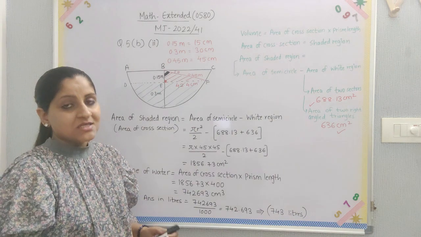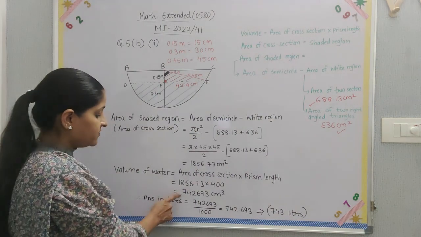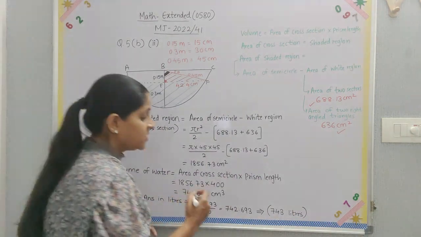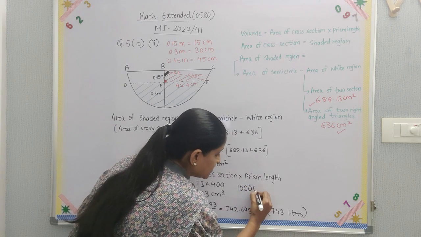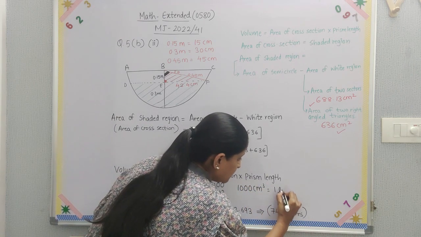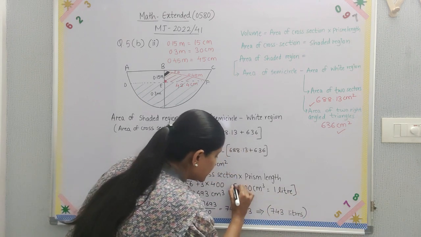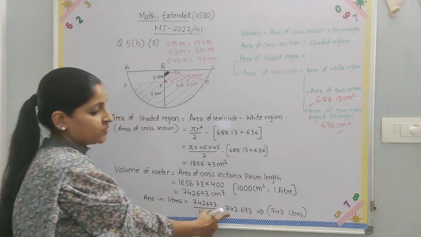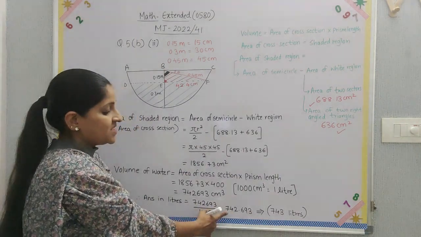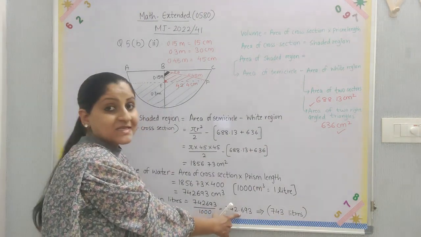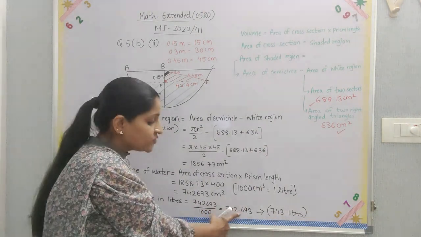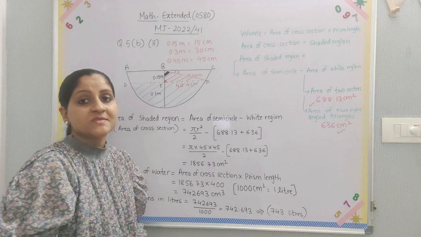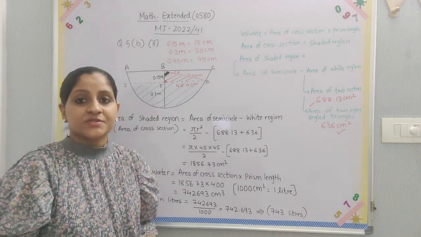But the question is asking us to convert our answer into liters. To convert that into liters, I will divide it by 1000. Why have I divided by 1000? Because 1000 centimeter cube is 1 liter. Using this equation over here, these many centimeter cubes divided by 1000 will give you your answer in liters, which is 742.693 liters. I have to give my answer to nearest integer. So rounding off to nearest integer, my answer comes as 743 liters.